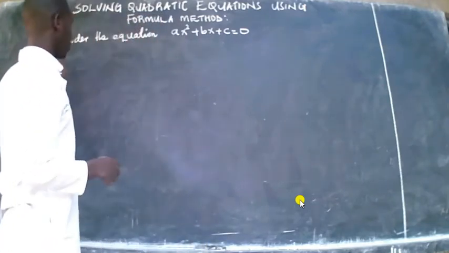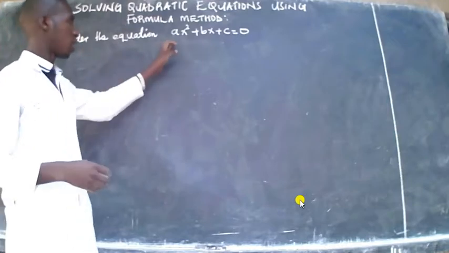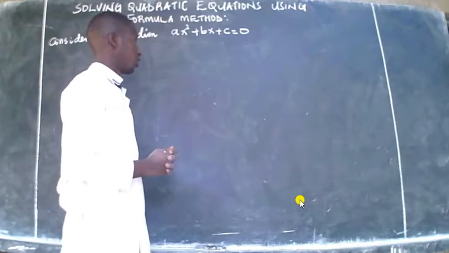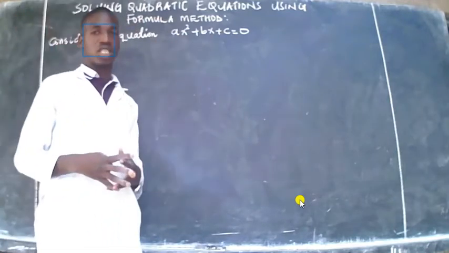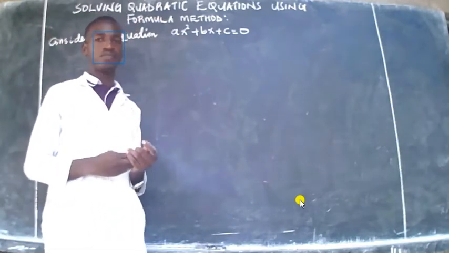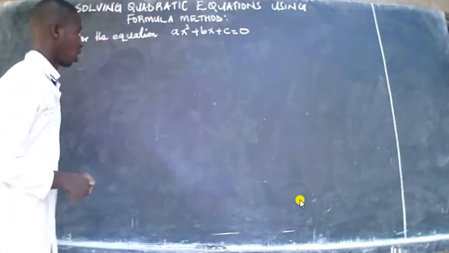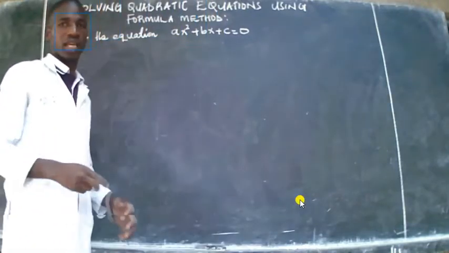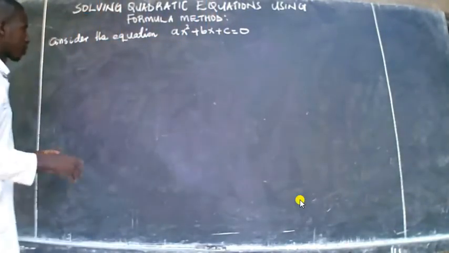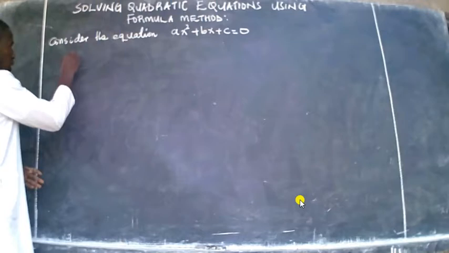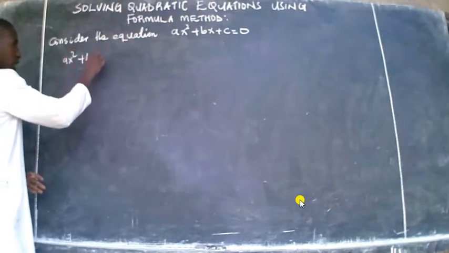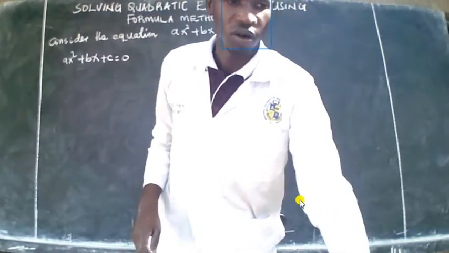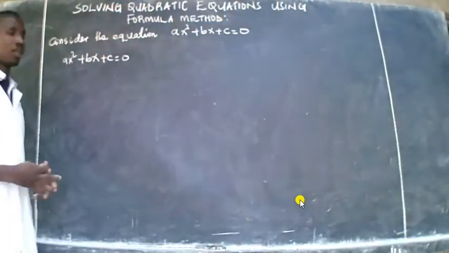In this case, we are considering the equation ax squared plus bx plus c equals 0, which is the general expression for a quadratic equation. From here, we derive the expression for the quadratic formula. Here are the steps. The first step is to make sure that the coefficient of x squared is 1. From the expression ax squared plus bx plus c equals 0, the coefficient of x squared is a.